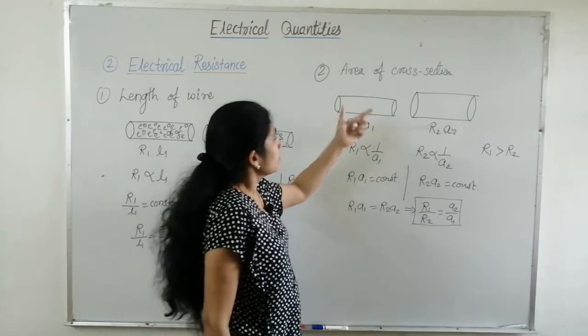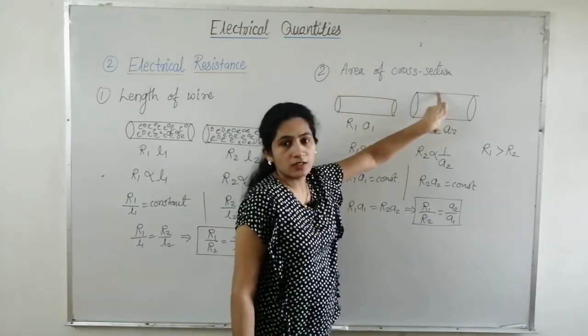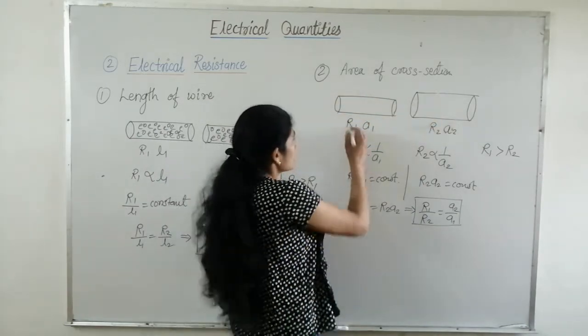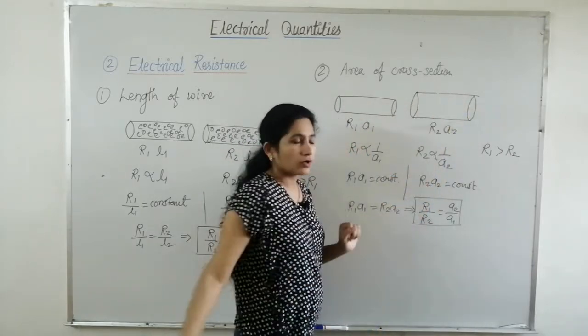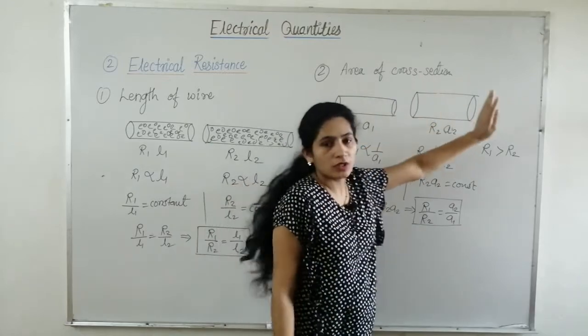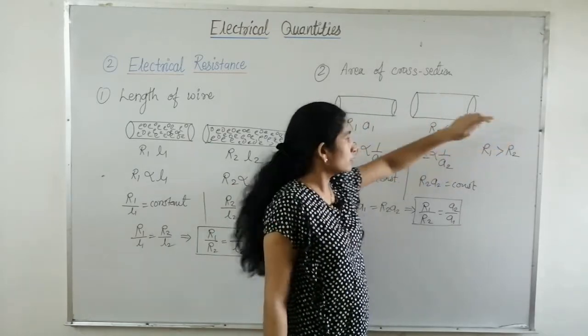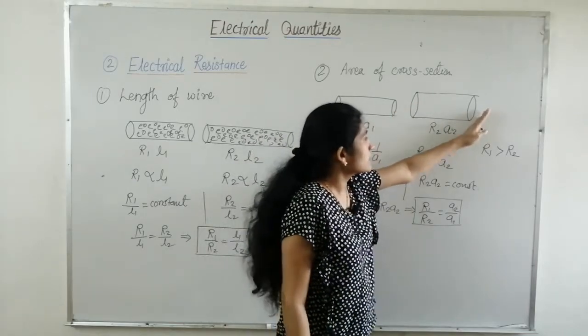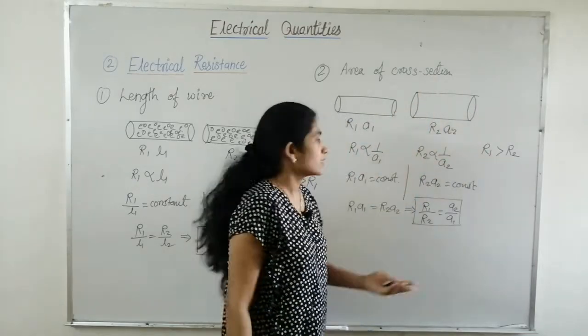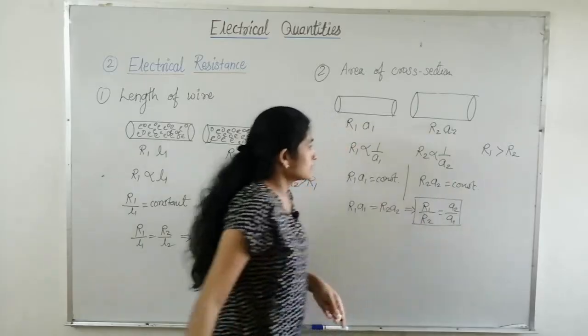Now why does the resistance decrease with the increase in area of cross section? Because as the area of cross section increases, more area is available for the electrons to flow from one terminal to another terminal, and therefore the resistance of a wire decreases. Number of electrons increases means current increases. As the current increases, resistance decreases.